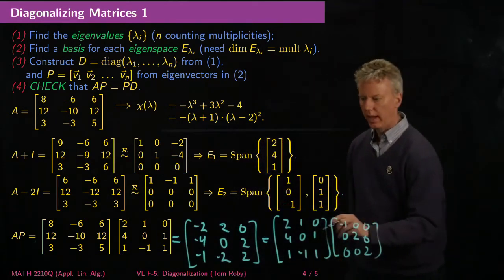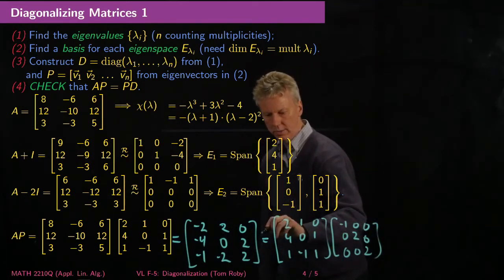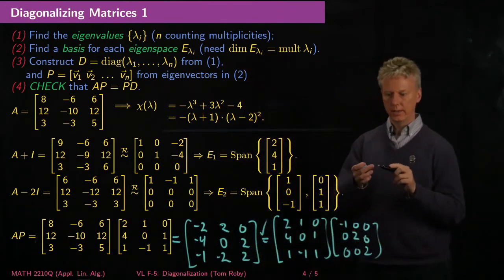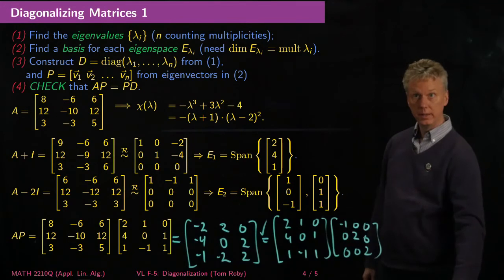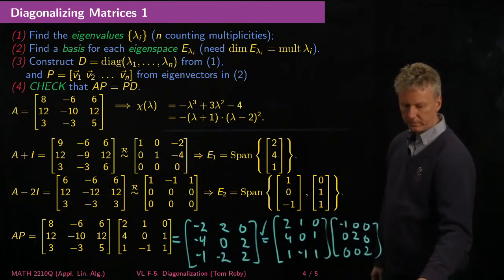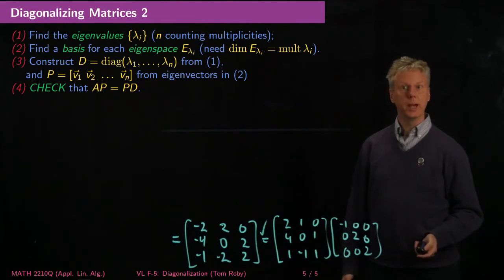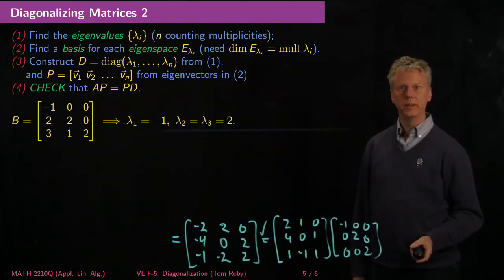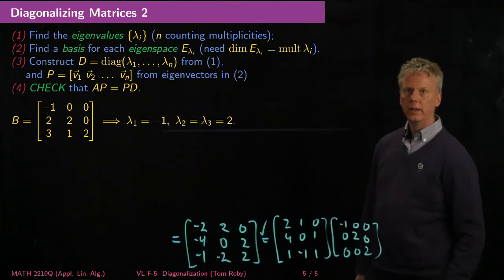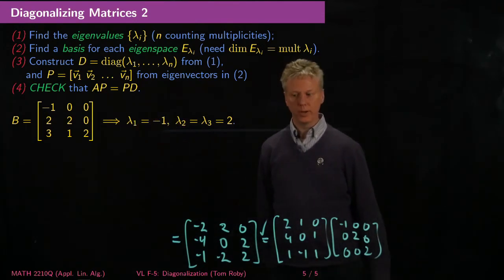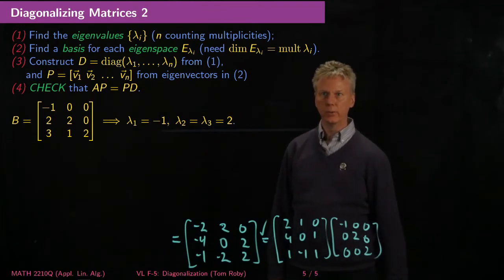Okay? And so this checks, and I've diagonalized this one. Now, let's look at another example. I don't think I need to erase this. We'll see. But suppose that I've got this matrix, B. So it's a different matrix than the matrix A that I had originally.